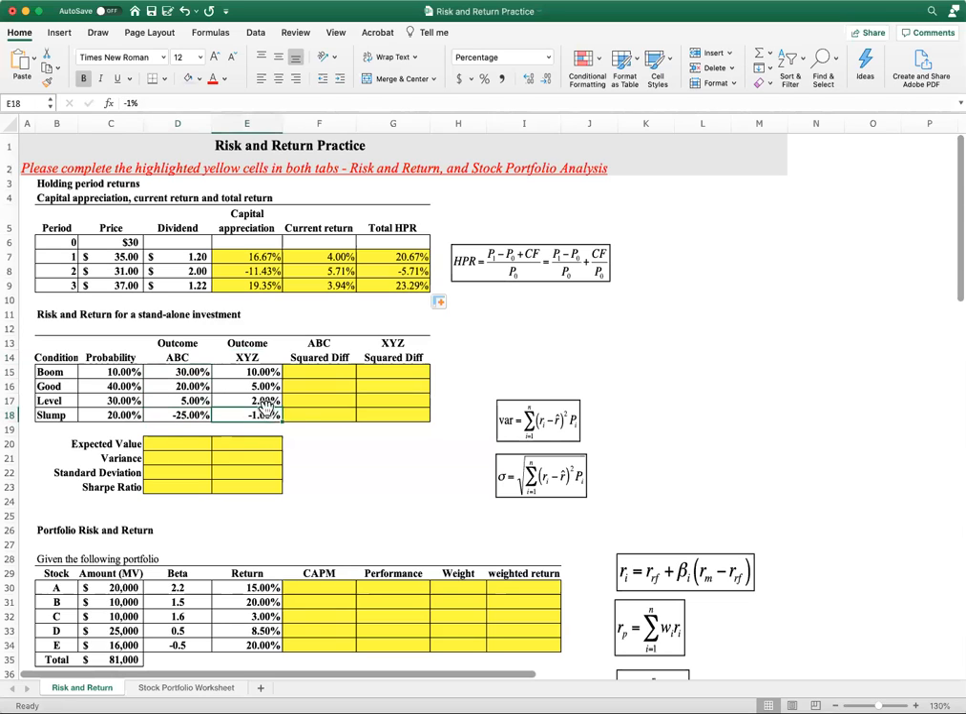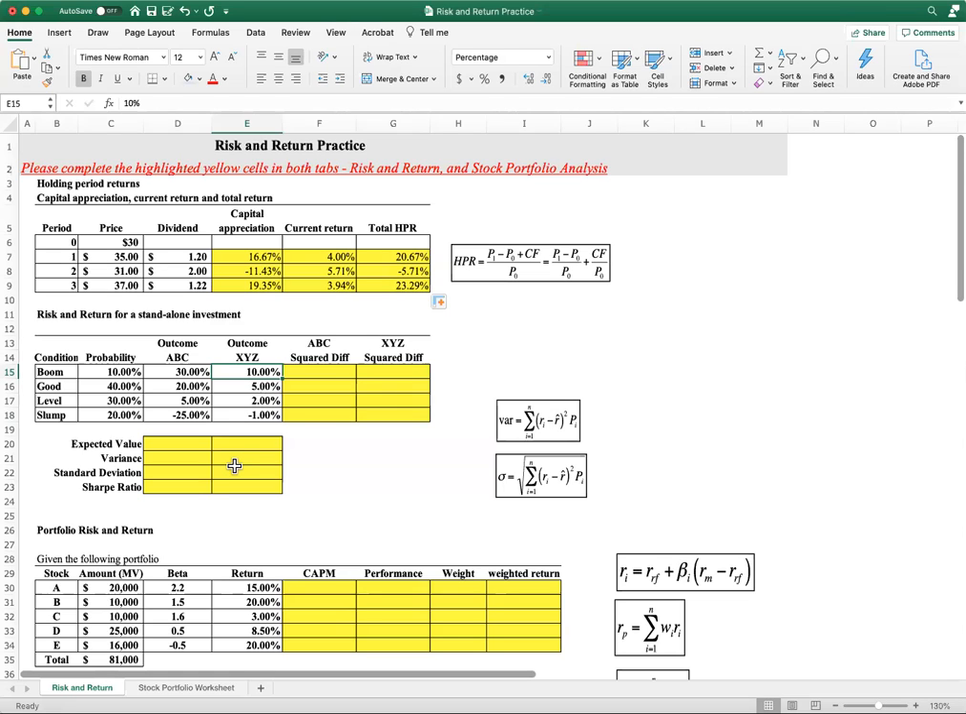And this is from negative 1% to 10%. So by looking at these numbers, we'll know that XYZ is most likely less risky than ABC, right? But then how do we evaluate the level of risk?